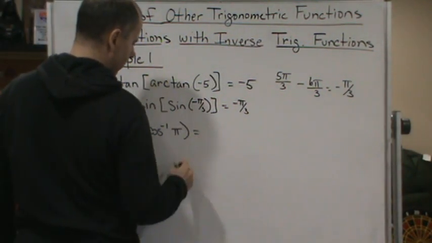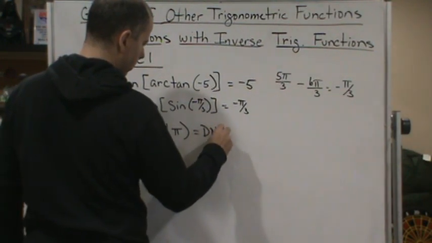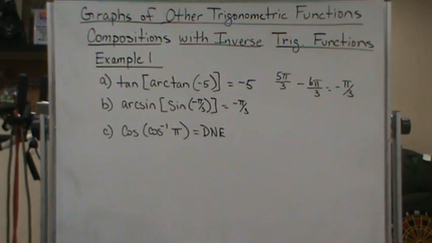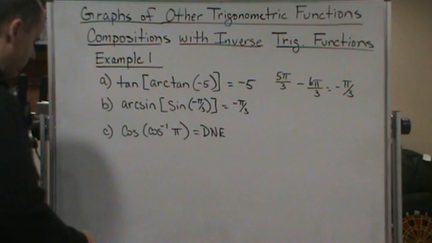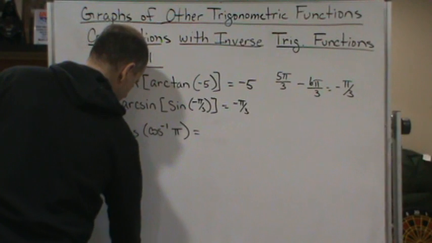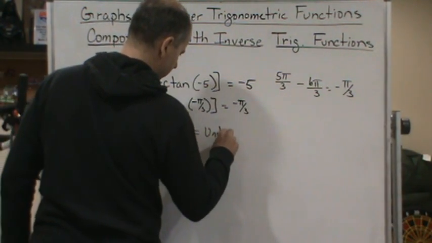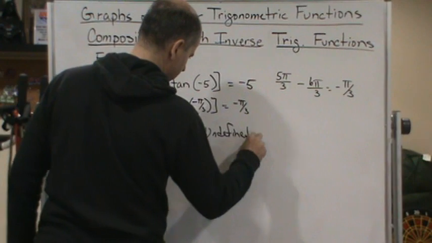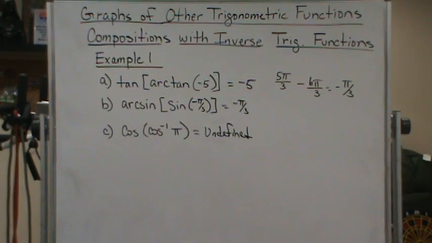So this doesn't apply. So it's not defined. Does not exist, undefined, probably the same. So you wouldn't be able to find the cosine because you can't find the inverse cosine. So does not exist would also be a correct answer.